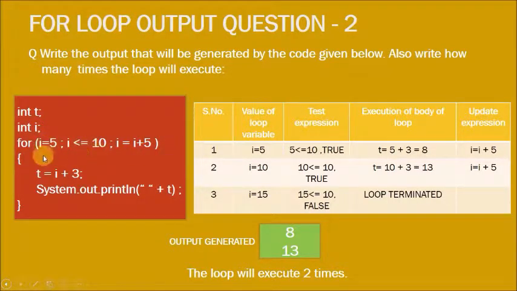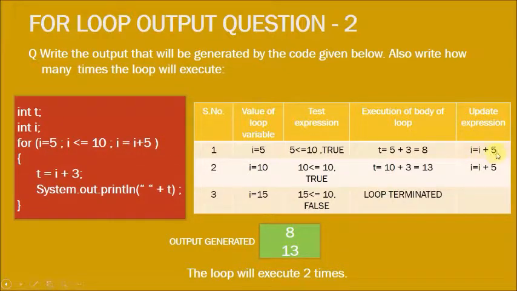In the first step, the initialization expression will be executed and the value of I will become 5. Next it will go to the test expression. 5 less than or equal to 10? Yes, it is true. So the loop body will be executed. So t is equal to I plus 3. The value of I is 5, so 5 plus 3 is 8. And the statement system.out.println double quotes plus t will print the value of t, which is 8, on the screen. We can see here.